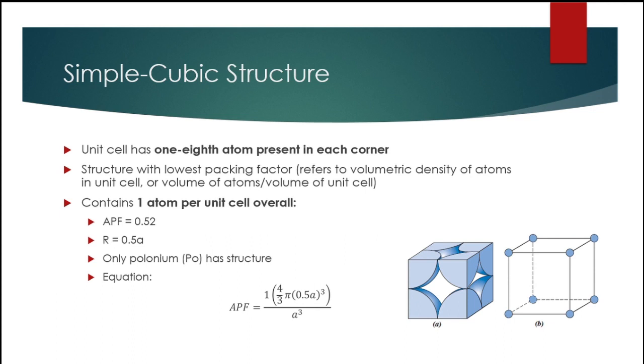Its radius, or rather the atomic radius of the element that has this structure, is defined as being 0.5 times the length of the unit cell edge. It has been observed that only polonium has this structure, and the equation of the APF is shown below here. The 1 represents the singular atom that is present within the unit cell overall, with the 4/3 pi and the 0.5a cubed being the normal formula for calculating the volume of a sphere. The 0.5a is the atomic radius, and this is all divided by a cubed, or more specifically, the volume of the unit cell itself.